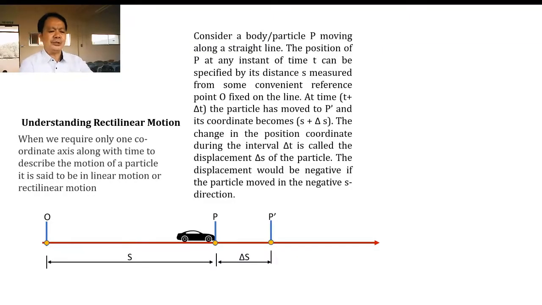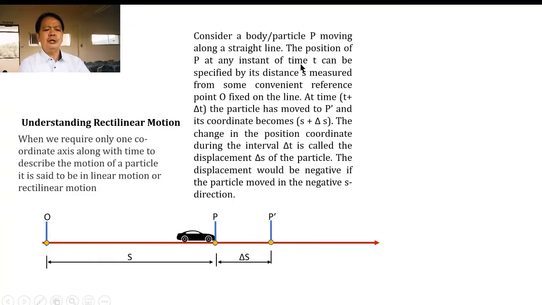Now, let us consider an example, an illustration of a particle that is moving along a straight line. If you consider a body or a particle P that is moving along a straight line, here is the body. In this particular case, we call it a car. But we call it a particle because the dimension of this car may be small enough compared to the dimension of the line or the path that it will be traversing. So it will be called a particle.